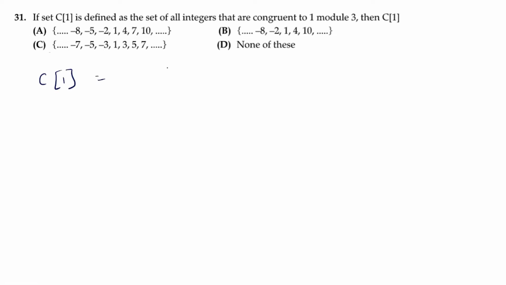So C of 1 will be the various integers which when we divide by 3 will give the remainder 1, are 1, 4, 7, 10, 13, etc. And on the negative integer side minus 2, then minus 5, then minus 8 up to etc. So these are the various integers which will give remainder as 1 when divided by 3. So the correct option is option A. So this is the set equivalence class of 1 modulo 3.